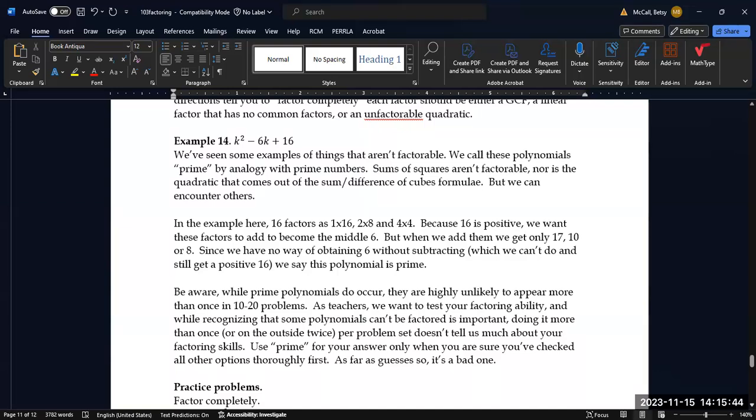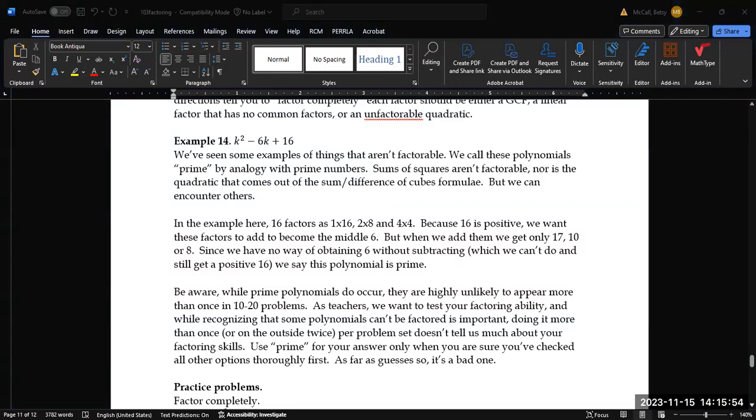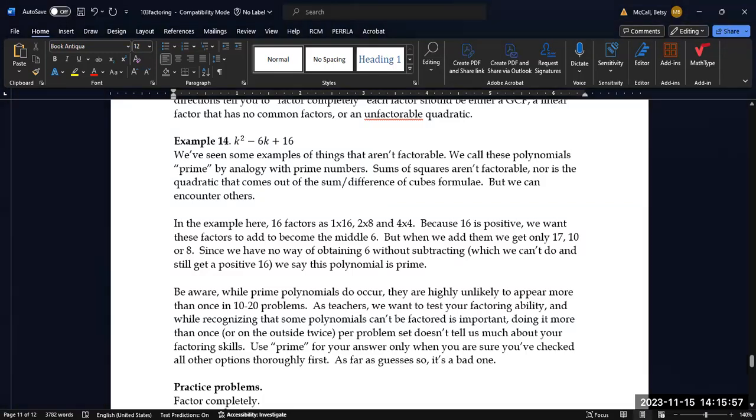So while prime polynomials do occur, one thing to keep in mind when you're doing a whole section on factoring is that if you run into prime examples more than like twice, it's probably not actually the case that you have that many primes. When you're being tested for your factoring skills, we're asking to see your factoring. And so if you're getting like 5 answers that you think are prime, that's a red flag that you're missing a bunch of things that actually can be factored further.